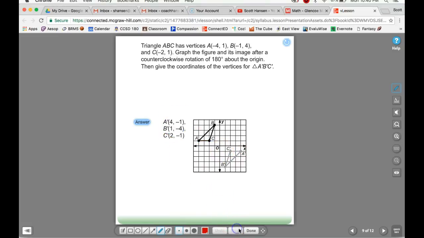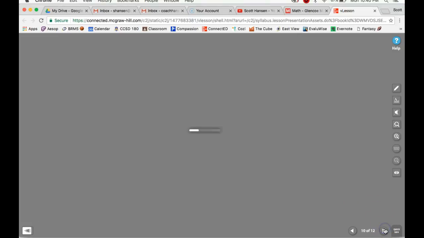Identify the coordinates. A prime is (4, -1). B prime is (1, -4). C prime is (2, -1). And in terms of the lesson, that is all.